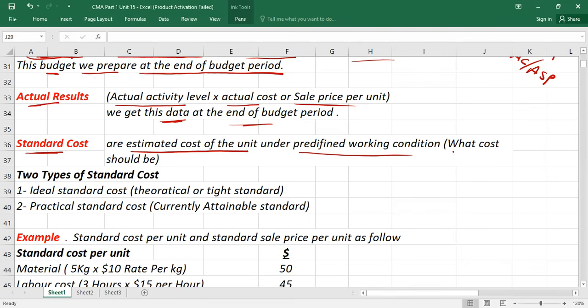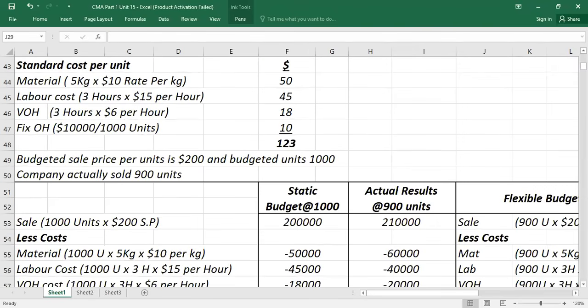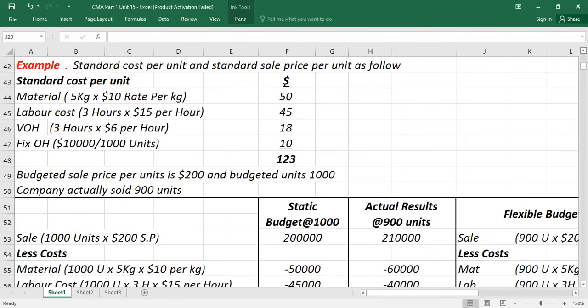So you can also say it's a kind of budgeted cost. Okay, so here we go. Let's do one example and see how it will work. So we have one example here. For example, standard cost per unit. Standard cost means budgeted cost per unit, and standard sale price means budgeted sale price per unit, as follows. It is given. For example, this is the standard cost per unit. Let's say you are manufacturing chairs.